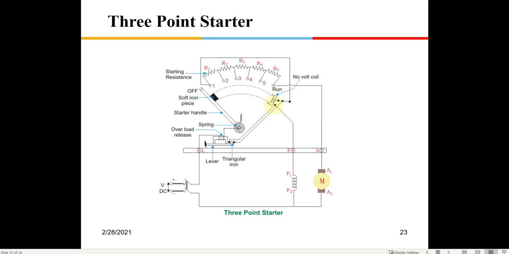If the input and output get shorted, there will be no potential across this coil, right? So this will get de-energized and this bar will come to the off position. That is how it prevents excessive current. In case there is an excessive current, this contact will be energized here. That will short circuit the input and output of this no voltage coil, and that will release this bar, so that the motor will get switched off. That's why it protects the motor from heavy currents.